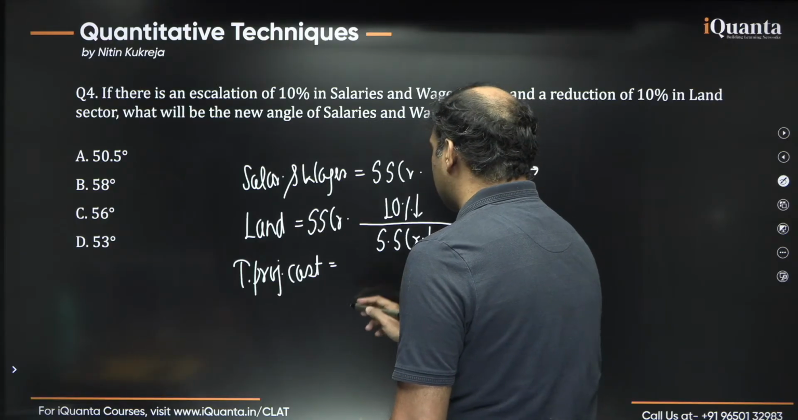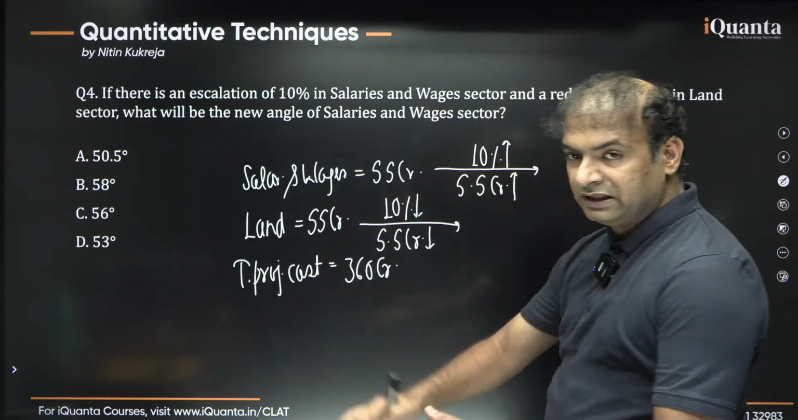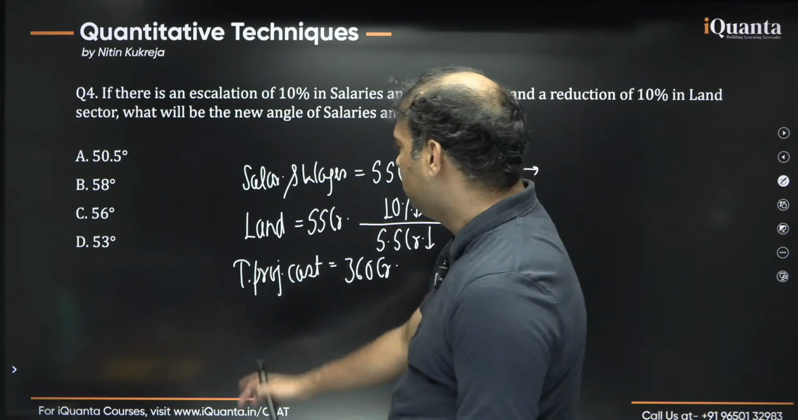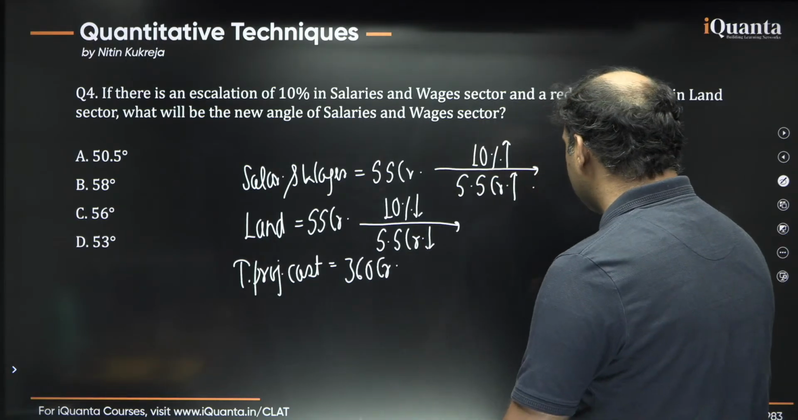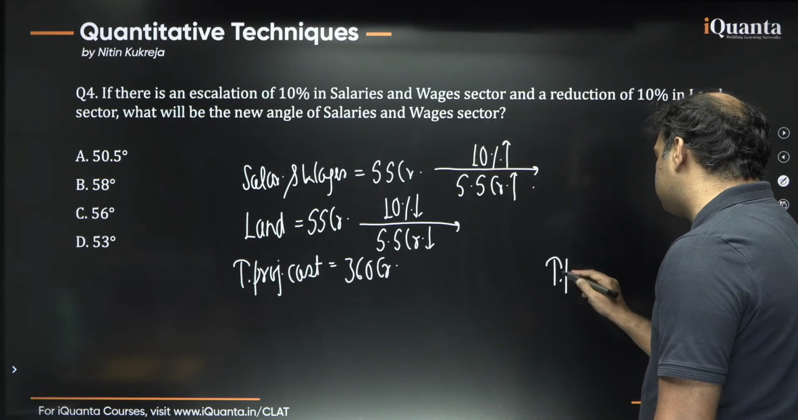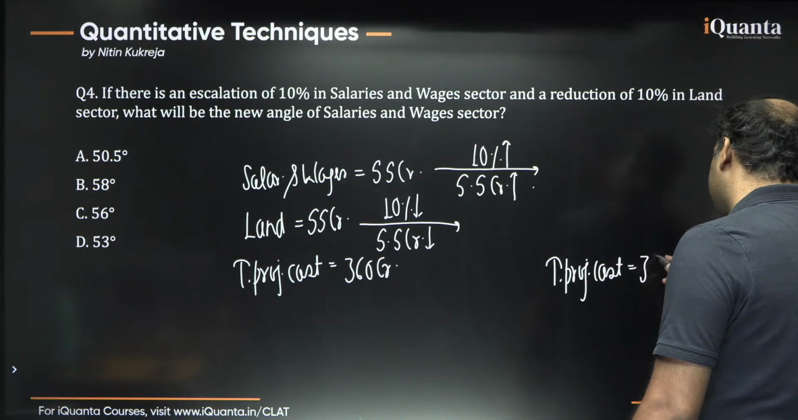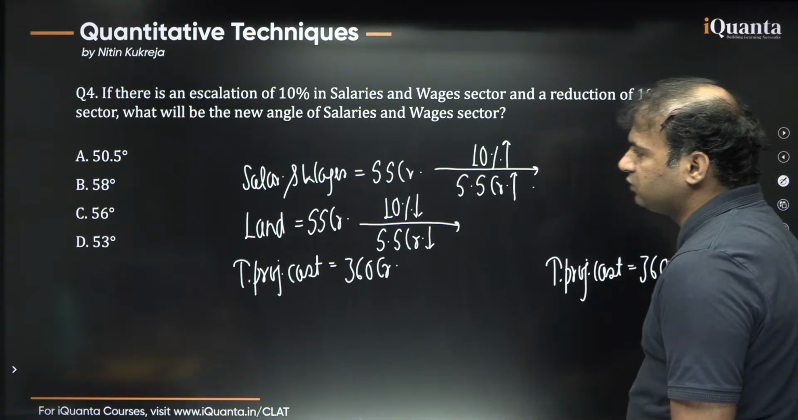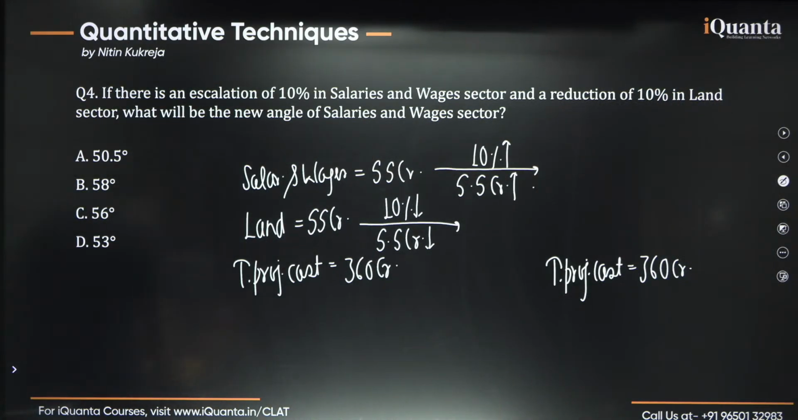So what will happen with the total cost, guys? Look at that. The other heads are not having any changes, right? Salary and wages increasing by 5.5, land is decreasing by 5.5. So the total project cost will remain the same. Is it or not, guys? Please let me know, is it correct or not? What do you all say about this? Hope you all understand that. The total cost remains the same, right?